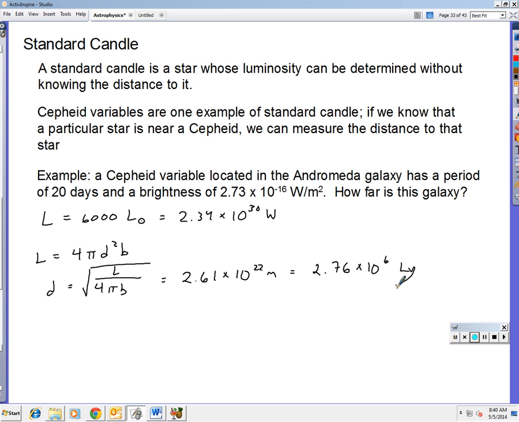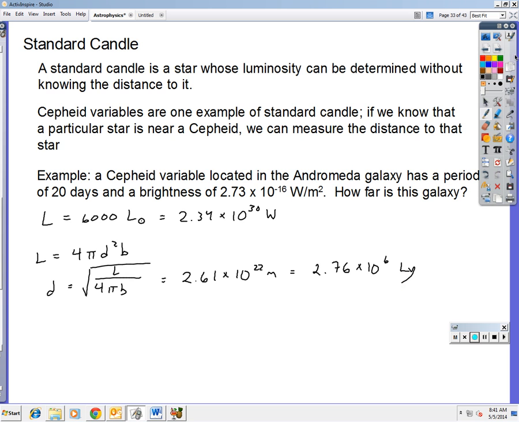And this is called a standard candle. What that means is a star where we can determine the luminosity without knowing the distance. In the case of the Cepheid variable, you use the period to get the luminosity, and then you use the luminosity and the brightness to calculate distance. You should be able to describe what a standard candle is.